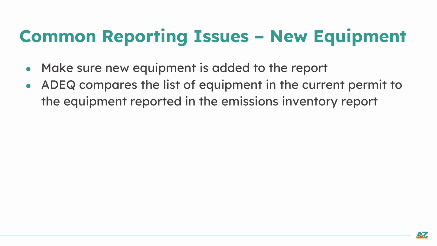We also compare the list of equipment in your current permit with the equipment reported in your emissions inventory. If there is new equipment operated in 2024 that was not added to the report, we will request that you add it to CAERS and estimate its emissions before we accept the report. Remember, you can always mark temporary shutdown equipment as non-operational.